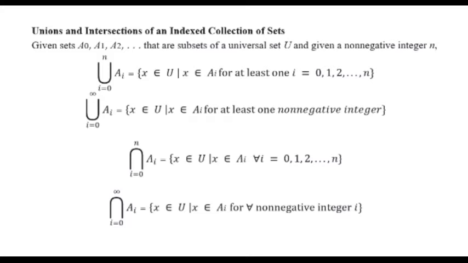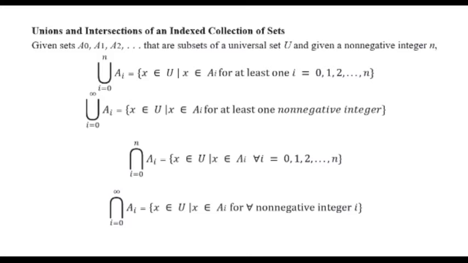Then we say the union for I from 0 to n of A sub I, or union of A sub I for I from 0 to n, is equal to the set of all elements like x belongs to the universal set U, such that for at least one I from 0 to n inclusive, x belongs to A sub I. So x should belong to at least one of the A sub I's, where I is an integer from 0 to n.